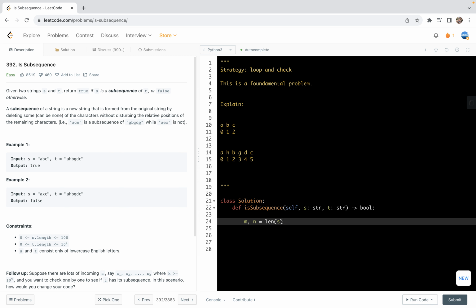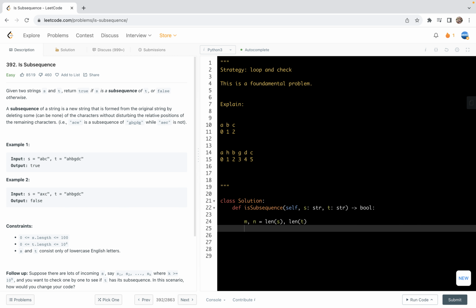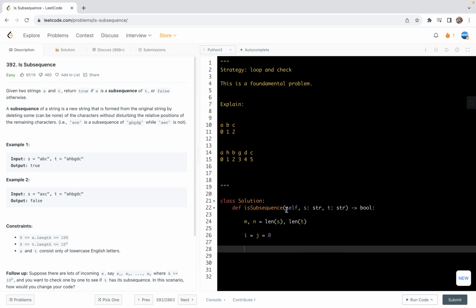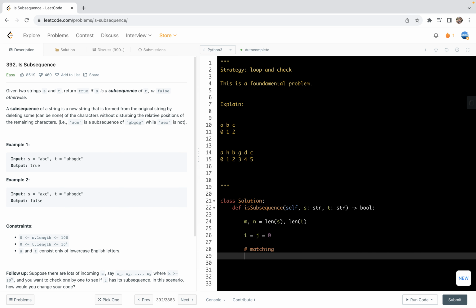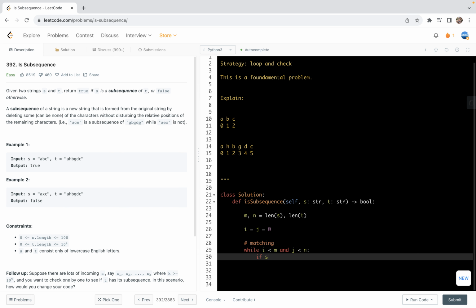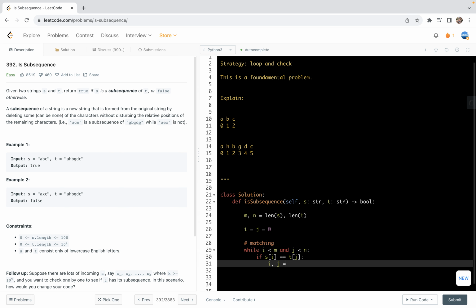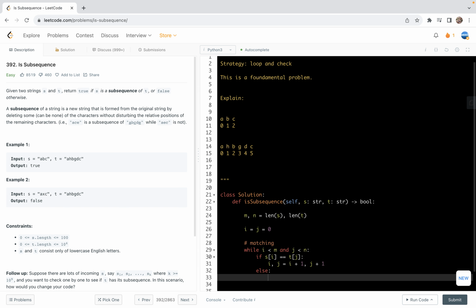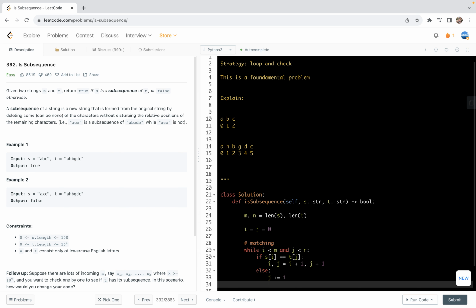So we have the lengths of s and t. We use two pointers i and j, both starting at 0. Then we begin the matching process: while i is less than m and j is less than n, we check if s[i] and t[j] are the same. If they are, we increment i by 1 and increment j by 1. Otherwise, if not matched, because we are trying to check if s is a subsequence of t, we remain at i and increment j by 1.